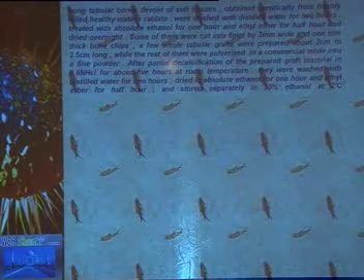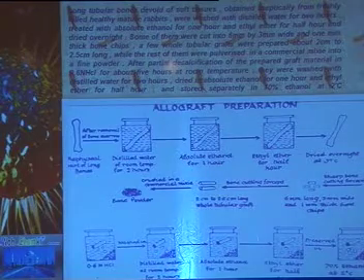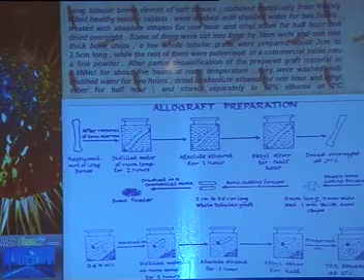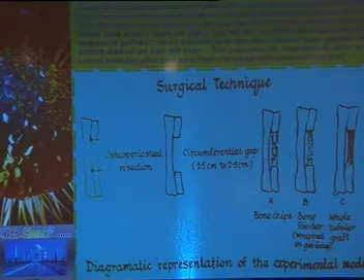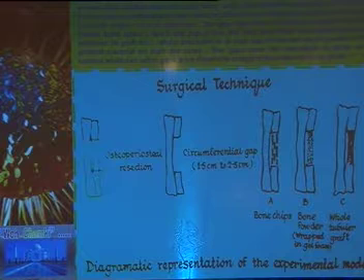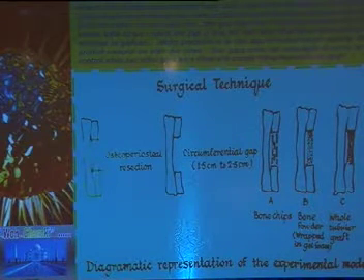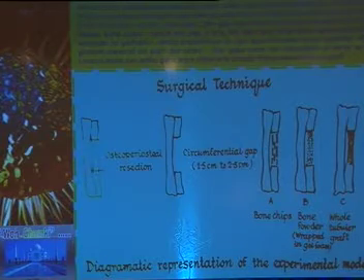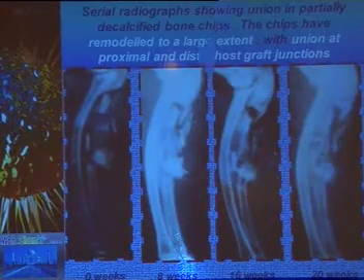This is how allograft preparation was done, the diagrammatic representation: preparing bone powder, bone chips and whole tubular graft. The surgical technique: a total of 25 rabbits were operated upon under open ether anesthesia. 1.5 to 2.5 centimeter long osteoperiosteal gaps were produced and were filled with bone chips, bone powder and whole tubular bone. Here we can see the bone chips uniting very well.